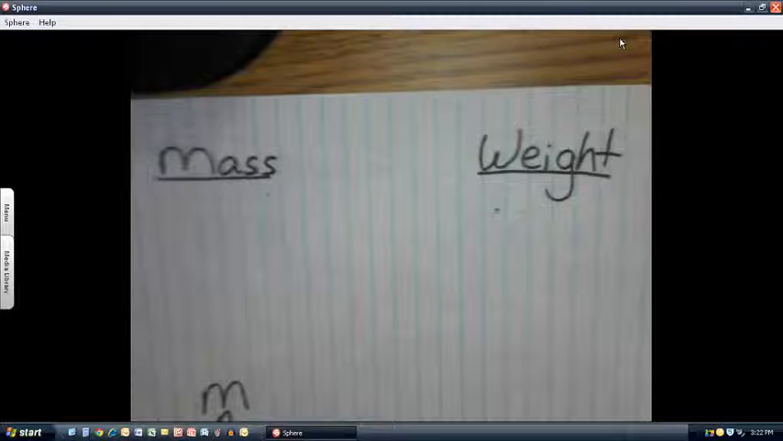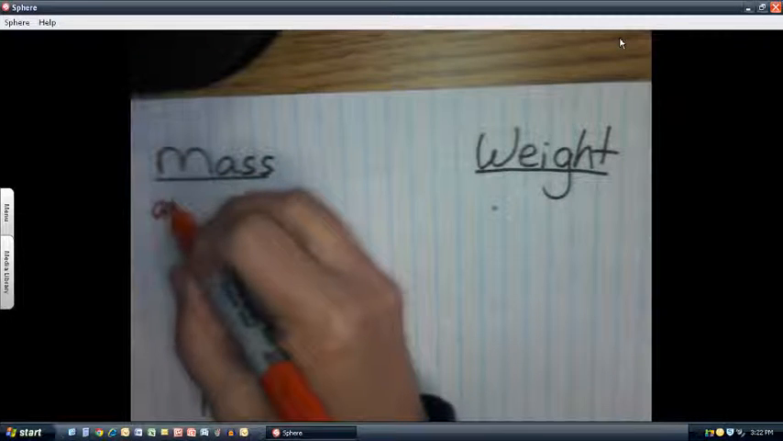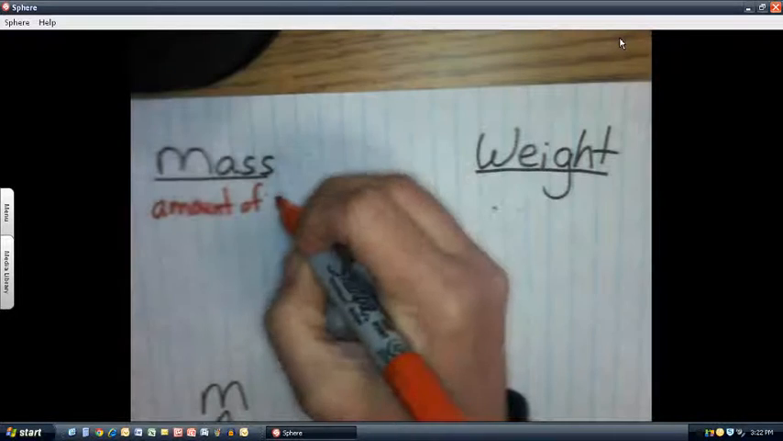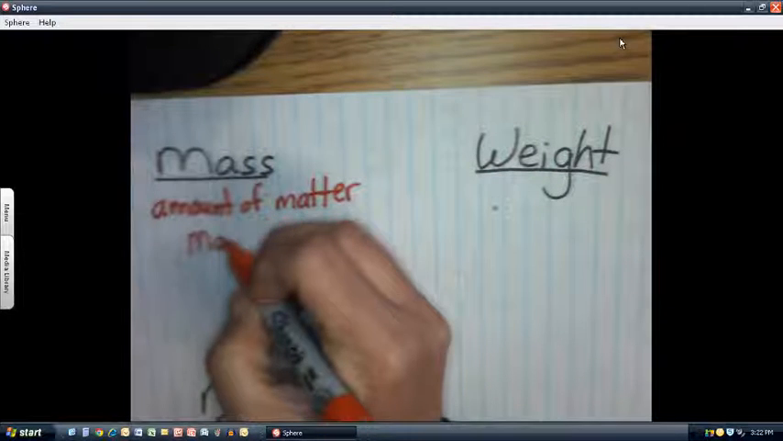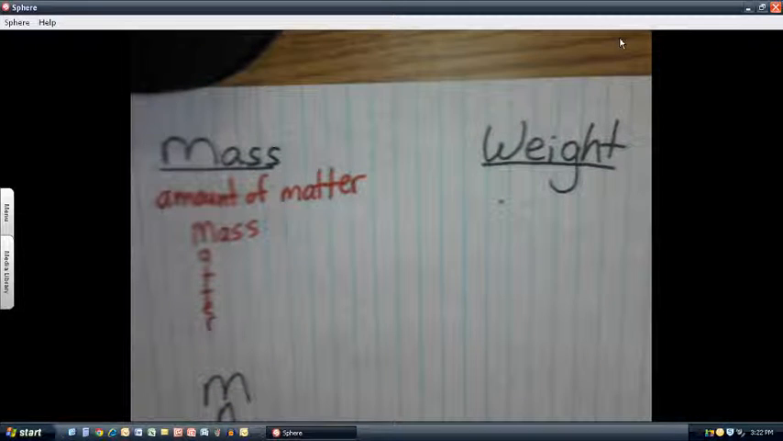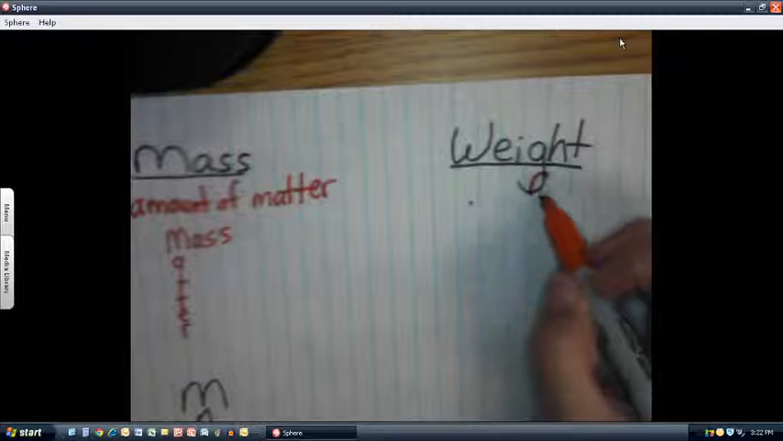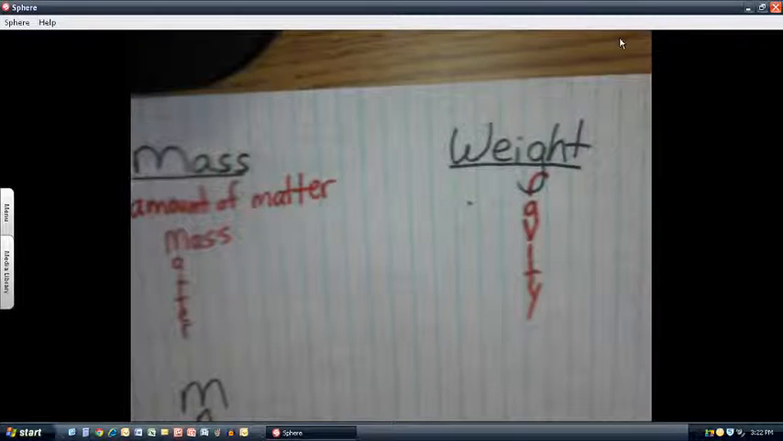But what we need to make sure that we know is that mass is the amount of matter in an object. And the way that I remember that is because mass and matter start the same. So mass is the amount of matter, what is made up of the inside of the object. Weight, on the other hand, has to do with gravity. And that's how I remember that.